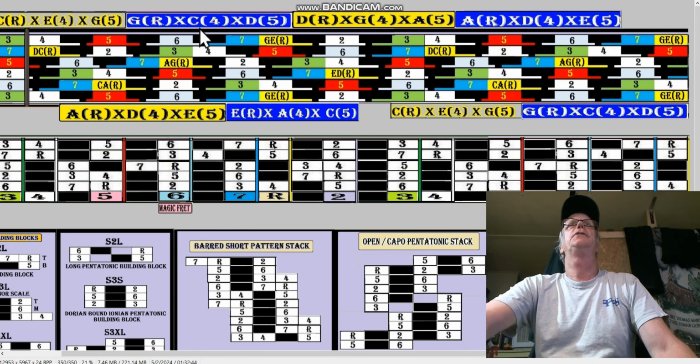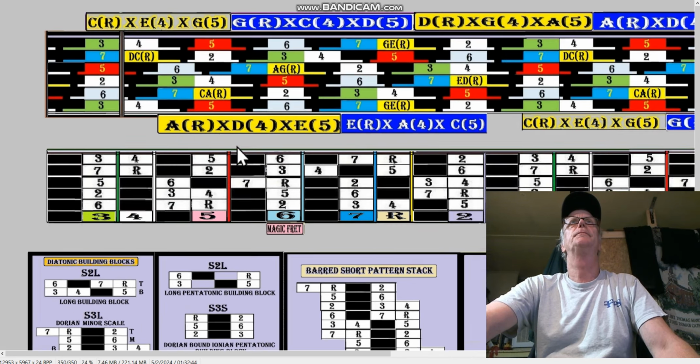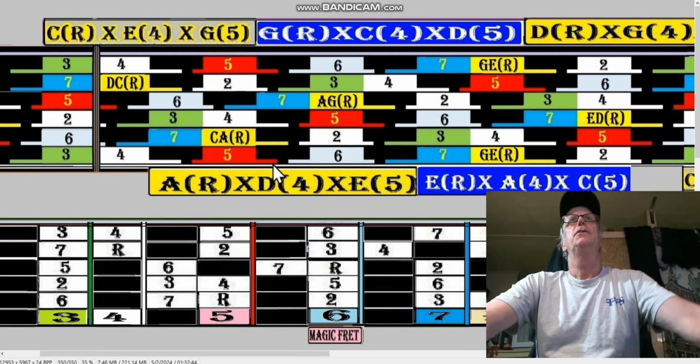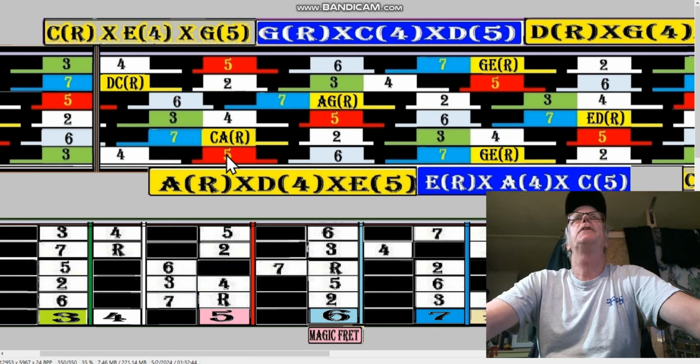Let's look at an A shape right here. An A shape would start on the 5th, so we've got a pattern for that. We've got 5, 6, 7, root, 2. That's the top of an S3L. And then we have 3, 4, 5, 6, 7, root. So the A shape in this case, okay, let's get the square box, is two long guys right here.